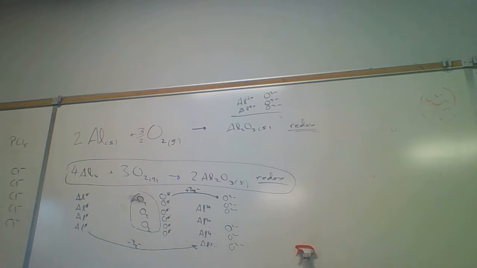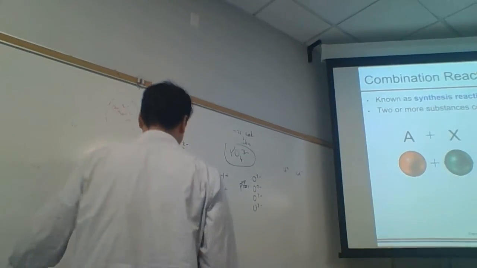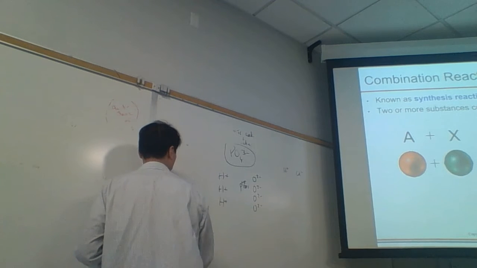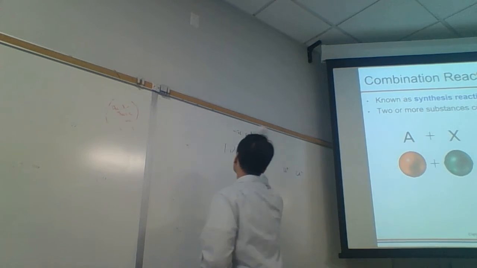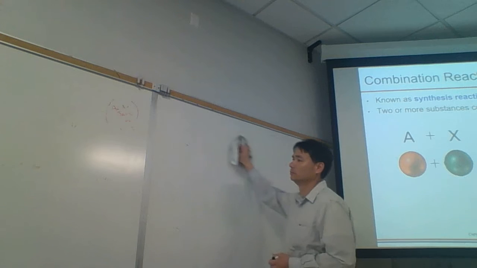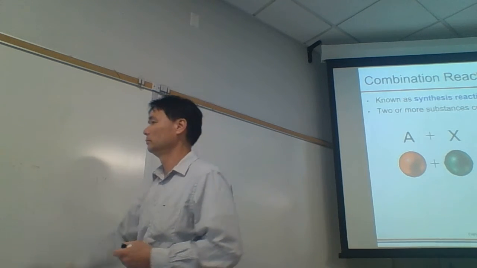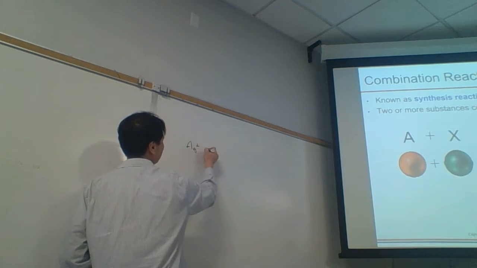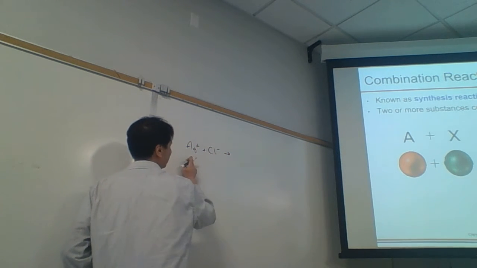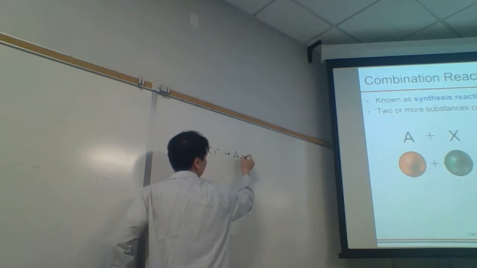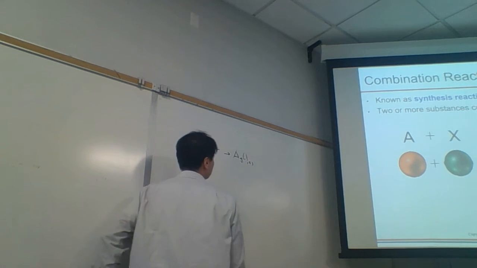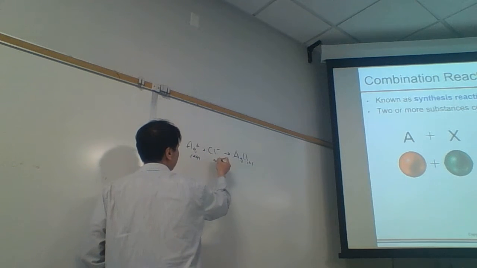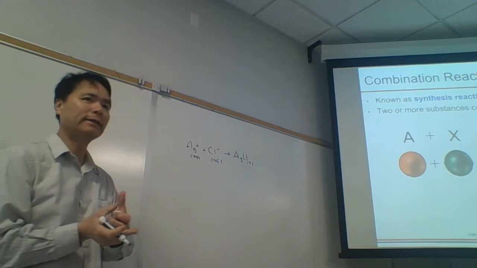This is a redox combination reaction, but the reason I don't like to use this combination term is because there are other combination reactions as well. So this would be an example of a combination. If a silver ion and a chloride ion come together, we can form the compound silver chloride, which is a precipitate. And so if we have aqueous silver ions and aqueous chloride ions, they combine.